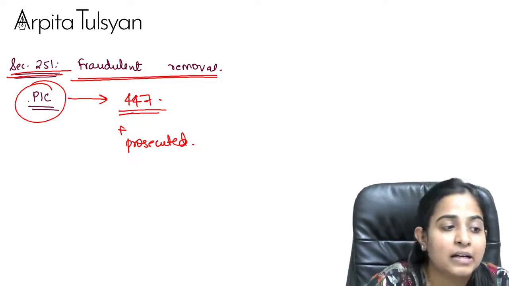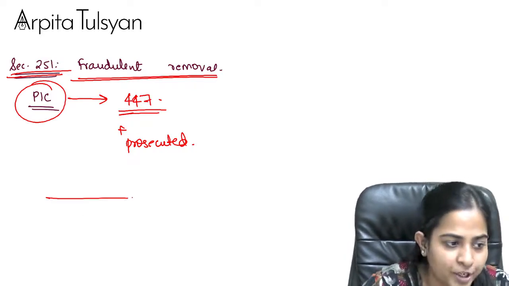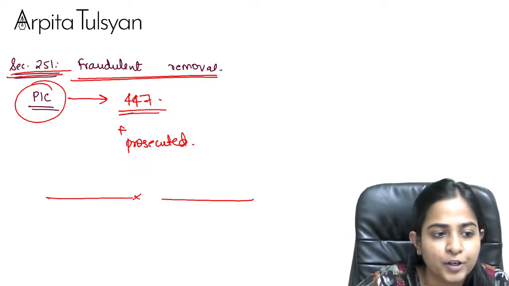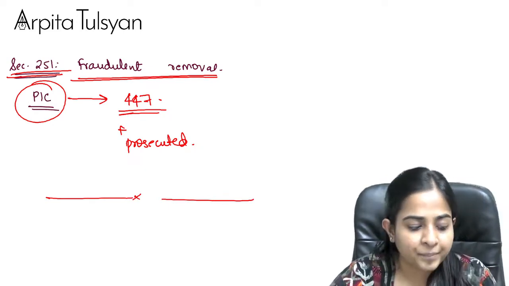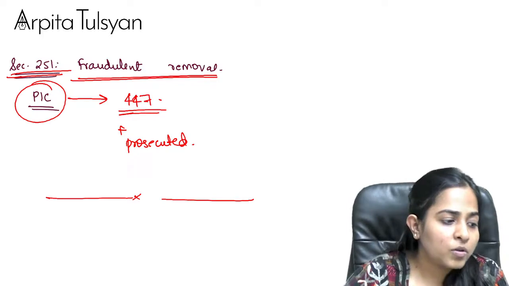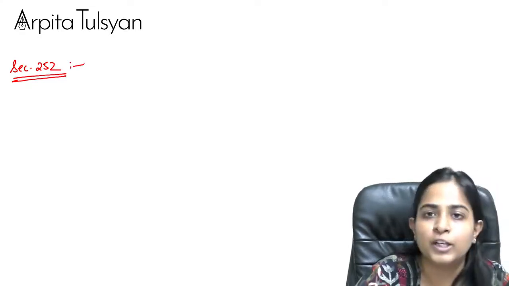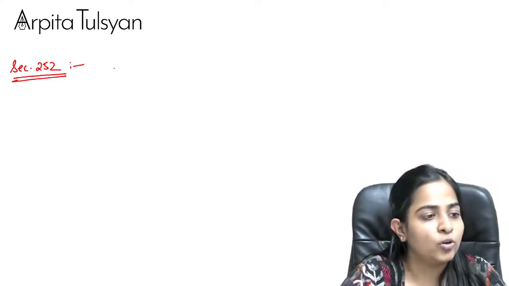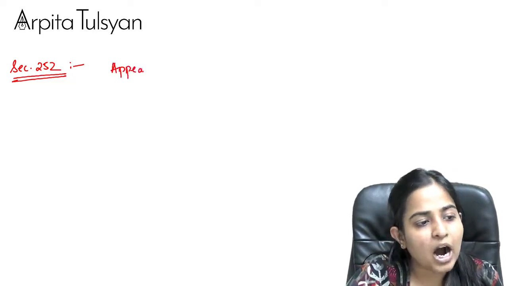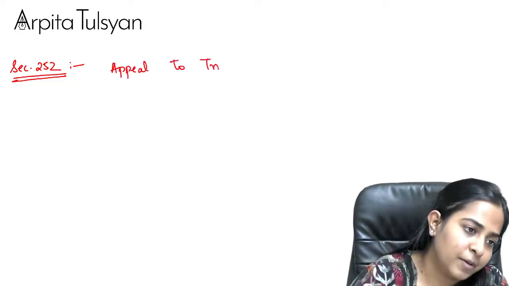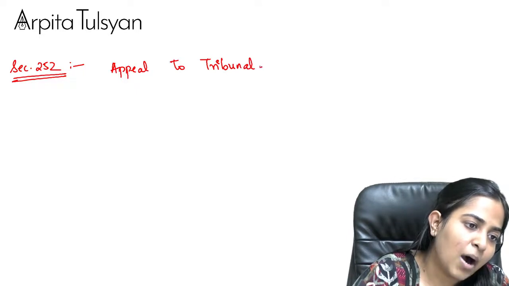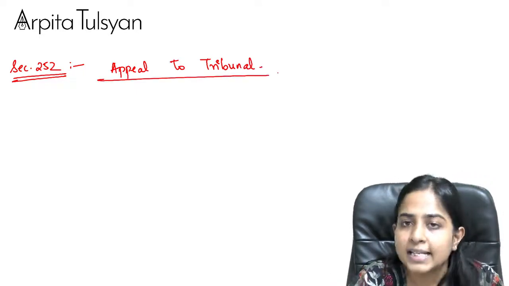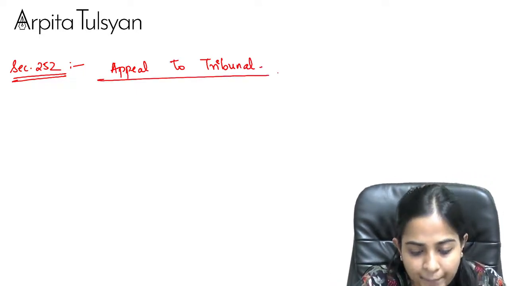Similarly, this was one particular part. So now let's move ahead to the next section, that is section number 252, which talks about appeal to the tribunal. Last section of this particular part.